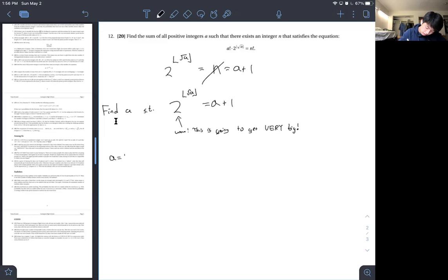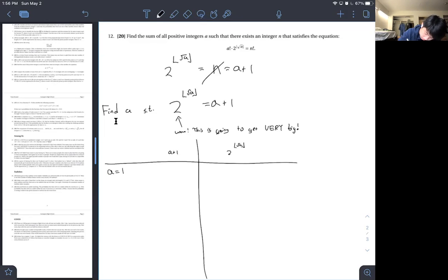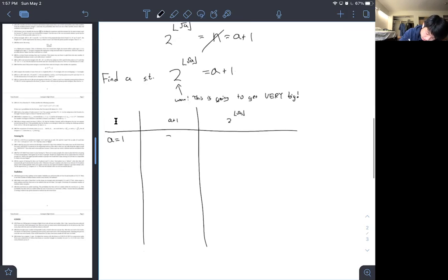A equals 1. So when a equals 1, I'm going to swap it actually. So a equals 1. And we're going to choose a such that a plus 1 is a power of 2. So let's set up a table. When a equals 1, a plus 1 equals 2, and 2 to the floor of square root of a is also 2 to the first.